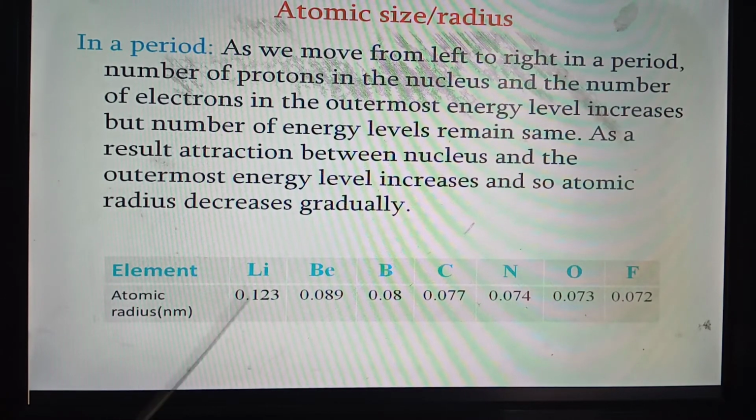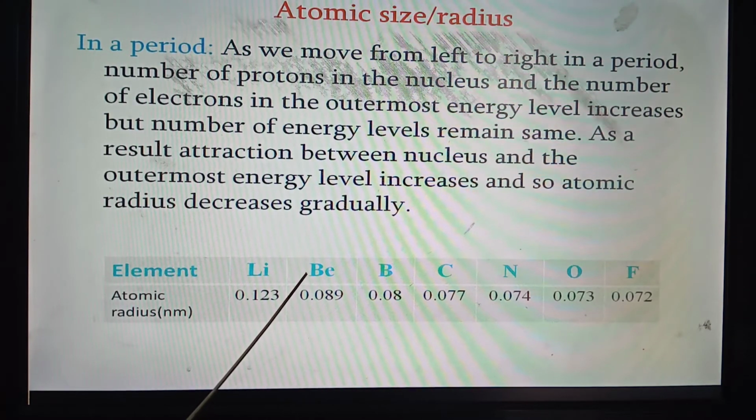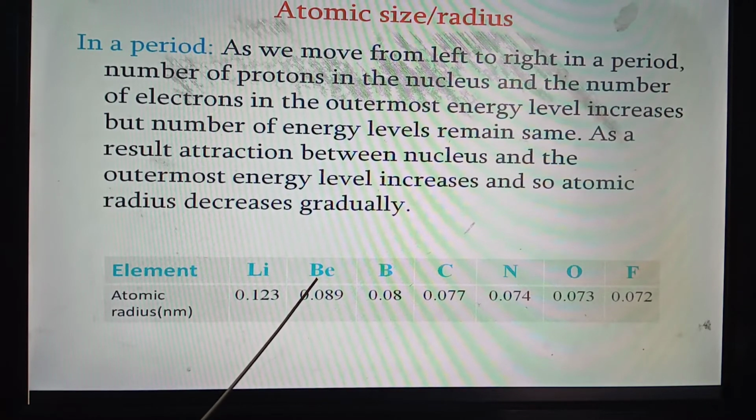Lithium is the first element of the second period. It has two energy levels. It has 3 protons in the nucleus and 1 electron in the outermost energy level. For the next element, the number of energy levels is again 2, but the number of protons is increased by 1. Now the number of protons is 4 and the number of electrons in the valence shell is 2.